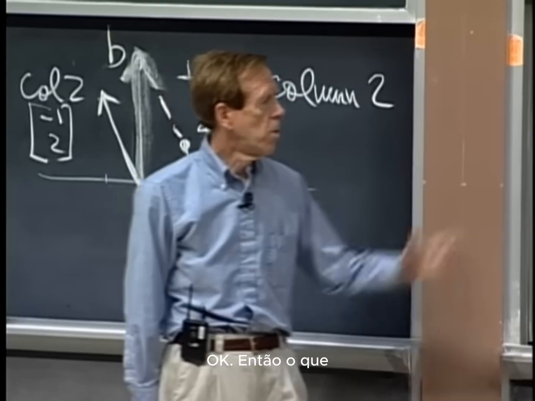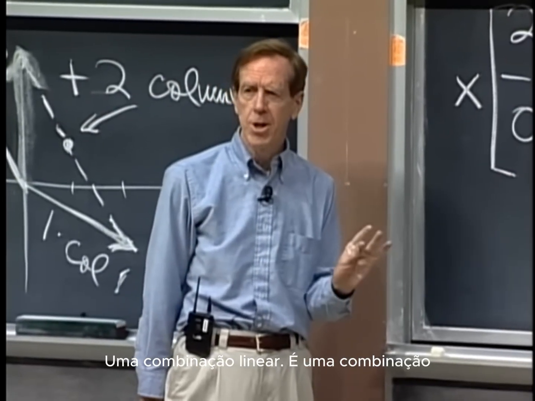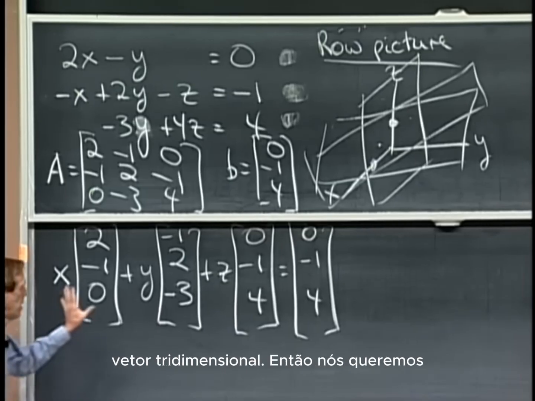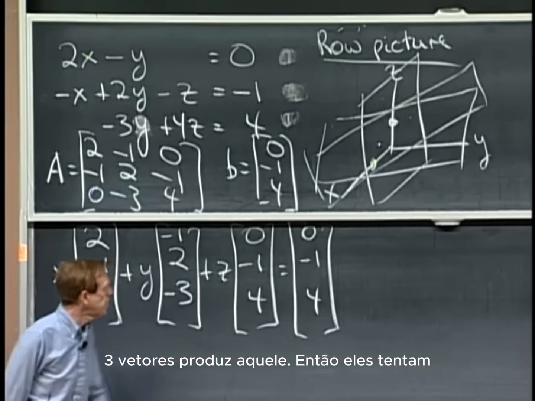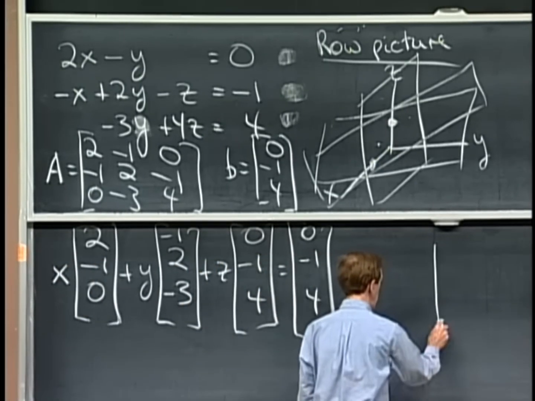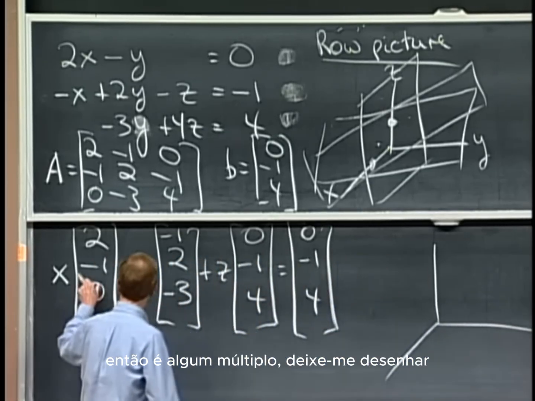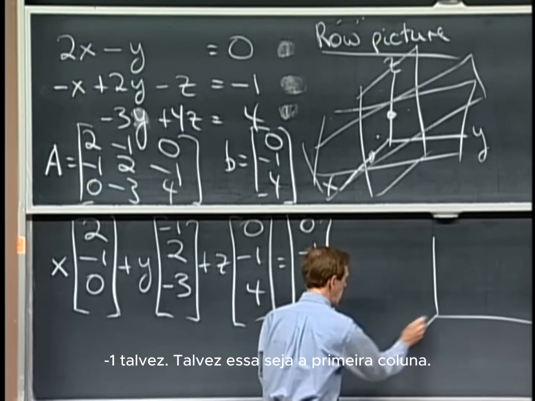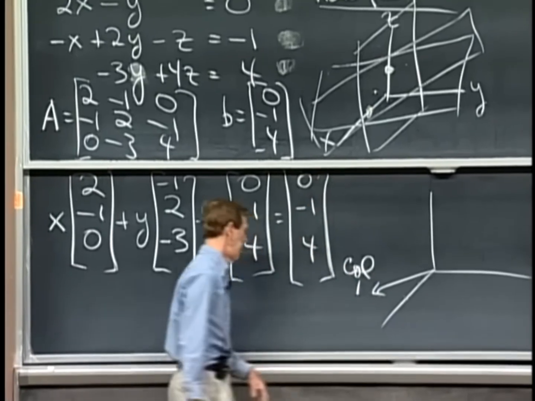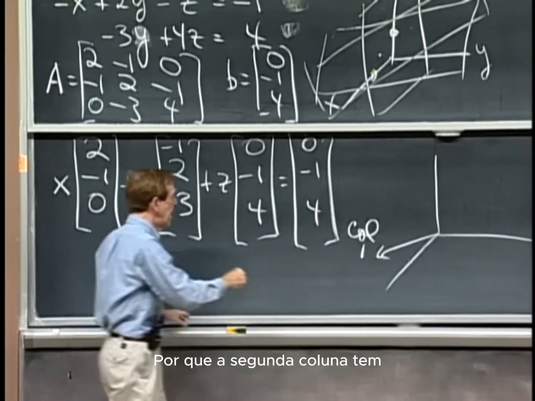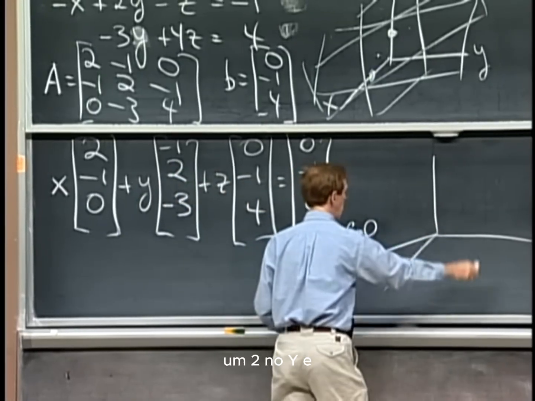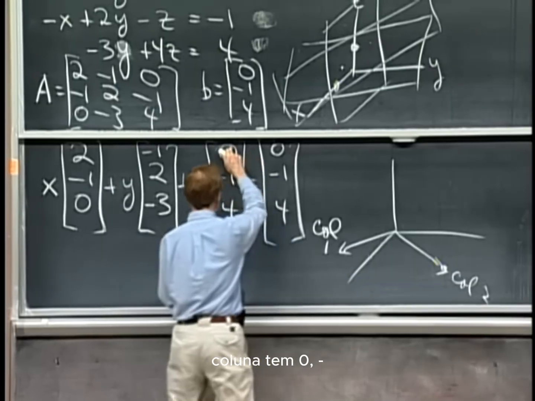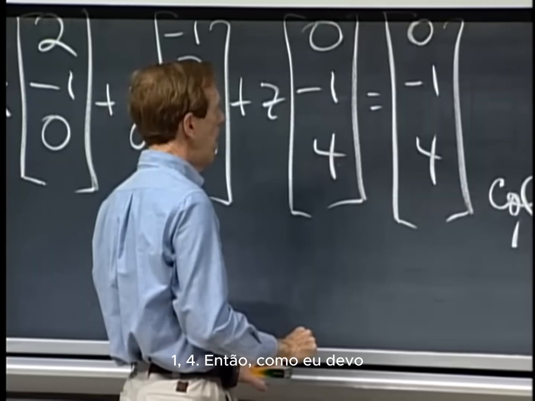Okay. So what have we got on this left-hand side? A linear combination. It's a linear combination now of 3 vectors, and each one is a 3-dimensional vector. So we want to know what combination of those 3 vectors produces that one. Shall I try to draw the column picture then? Since these vectors have 3 components, let me draw in the first column as before. So x is 2 and y is minus 1. Maybe there's the first column. The second column has maybe a minus 1 and a 2 in the y's and minus 3's somewhere there possibly, column 2. And the third column has 0, minus 1, 4.